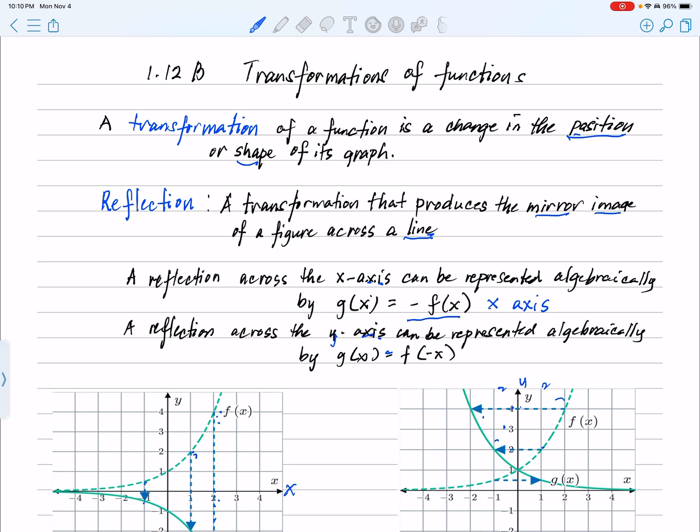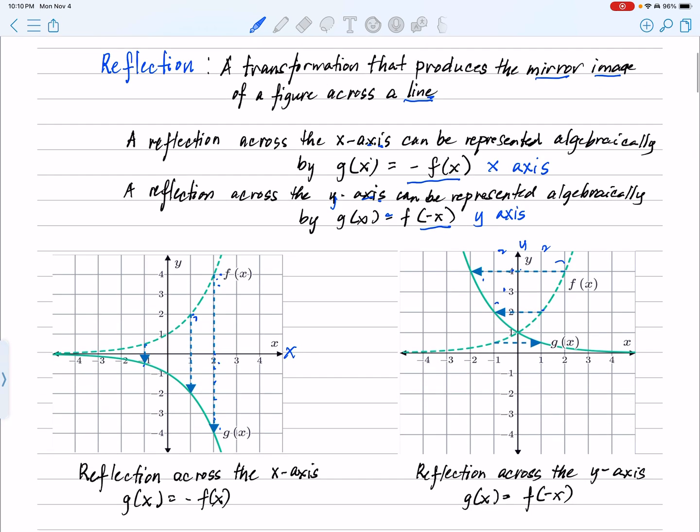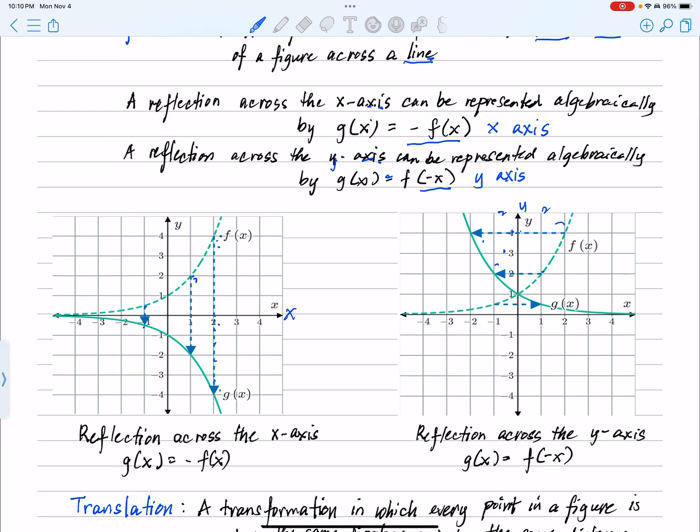So when the negative is inside the parentheses, that means it is reflected across the y-axis. And that's one thing you have to remember. When you see the functions written in that manner, you know where the reflection happens, whether it's across the x or across the y.